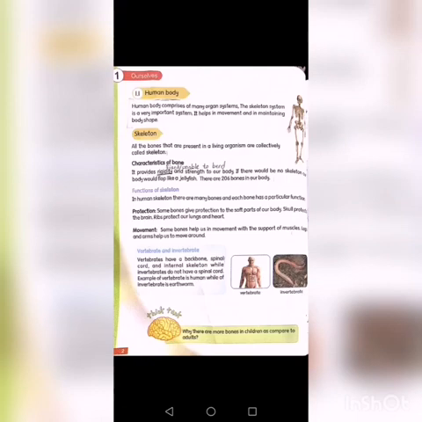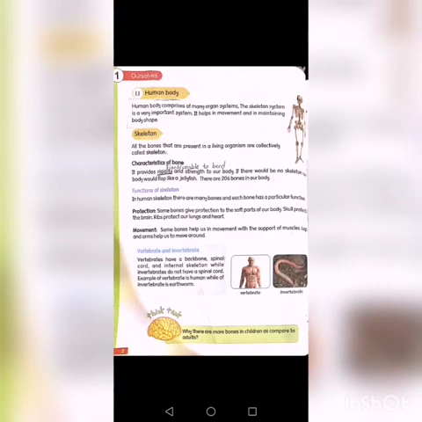So let's start reading. Human body comprises of many organ systems. The skeleton system is a very important system. It helps in movement and in maintaining body shape. So our next heading is skeleton. All the bones that are present in a living organism are collectively called skeleton.